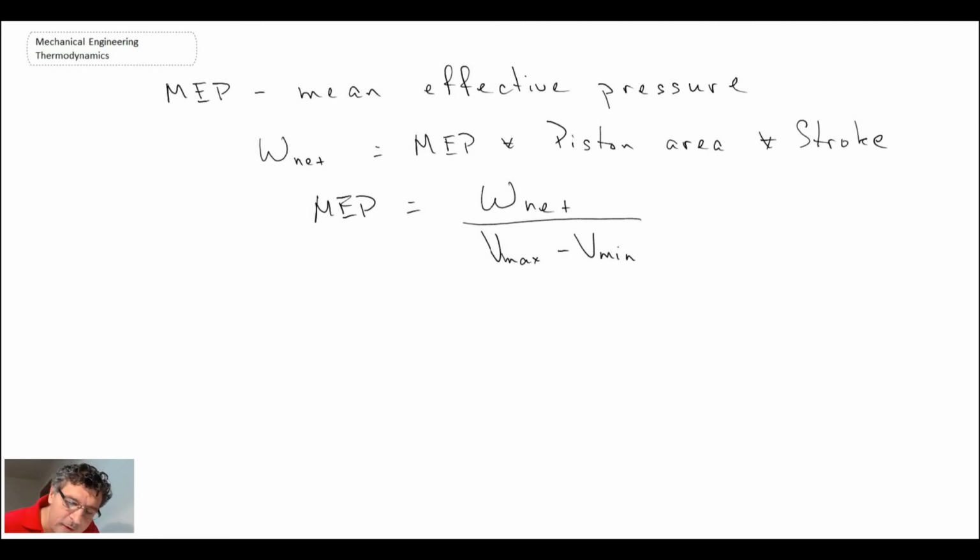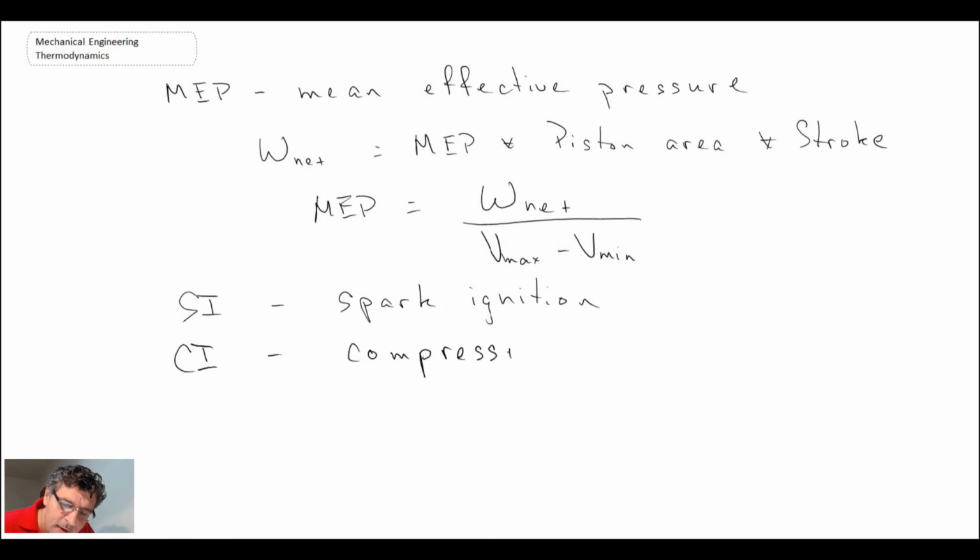And finally, two other acronyms that we will see. Sometimes we write SI, and that refers to spark ignition. That would be the type where you have a spark plug at the top of your engine, and it sparks when you have compressed your charge. And there's also CI, which refers to a compression ignition engine. It's the diesel that we talked about earlier.